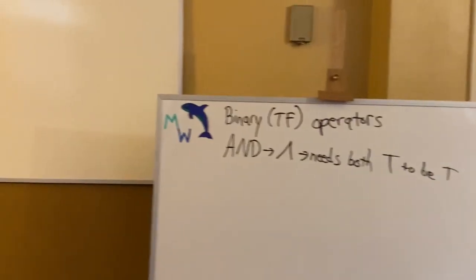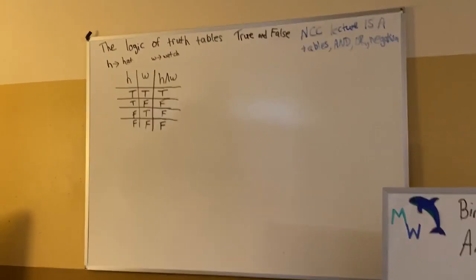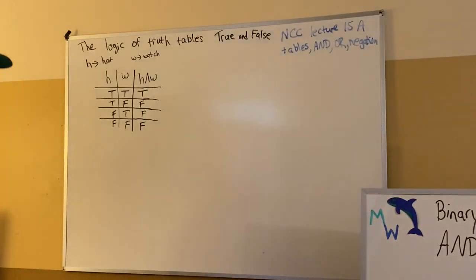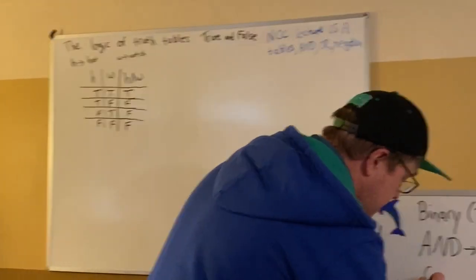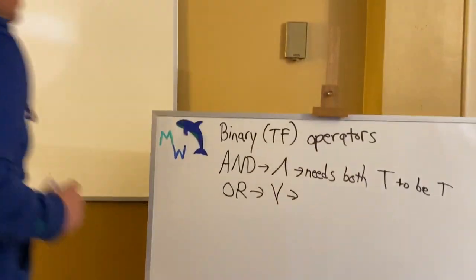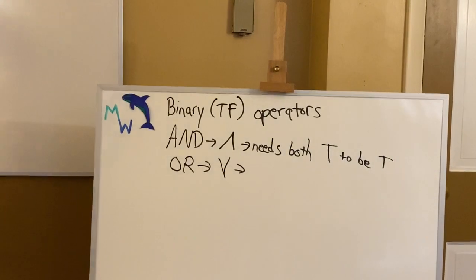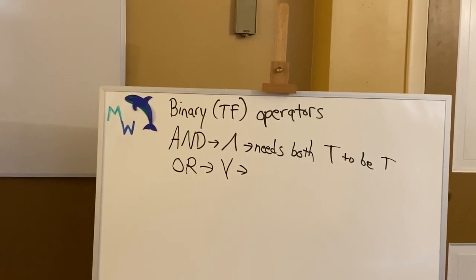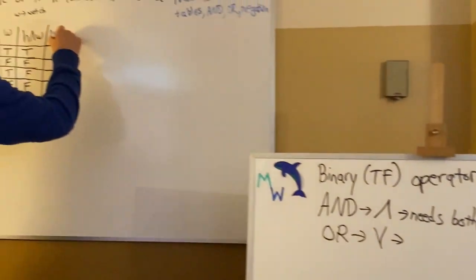Let's get back to my more comfortable hiding under my hat and behind my watch. Let's get back to it. Let's do or. Or is a vertical regular V. Let's see what goes on with or. We'll get our answers for whether I'm wearing a hat or a watch.